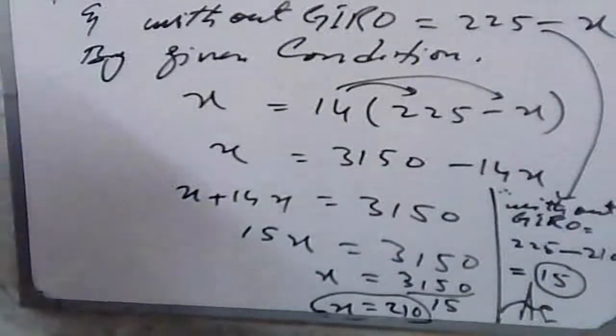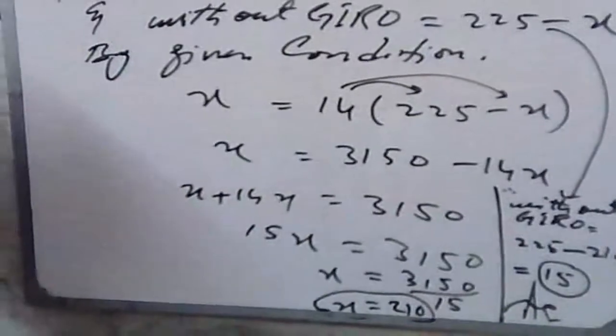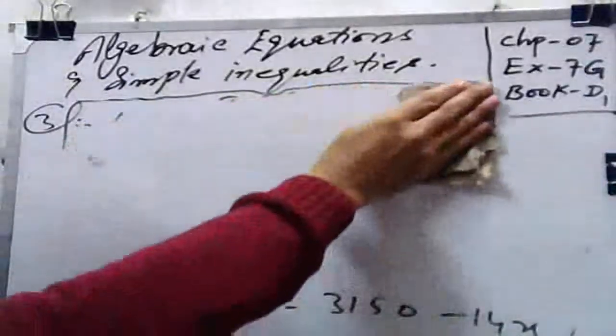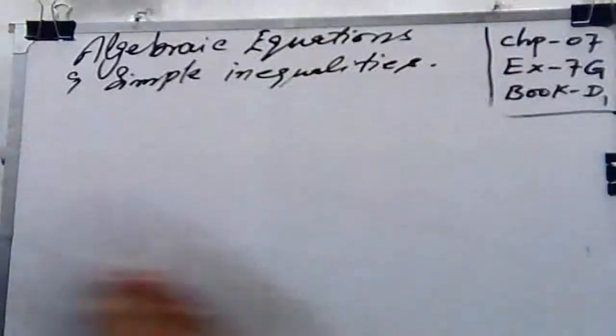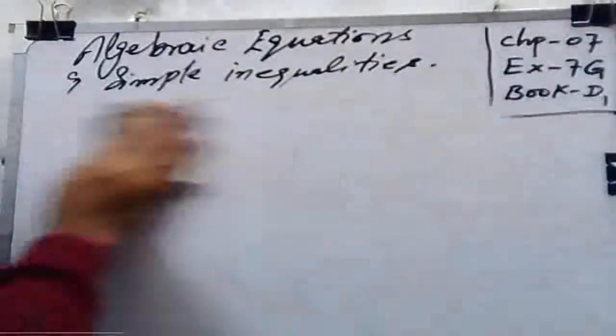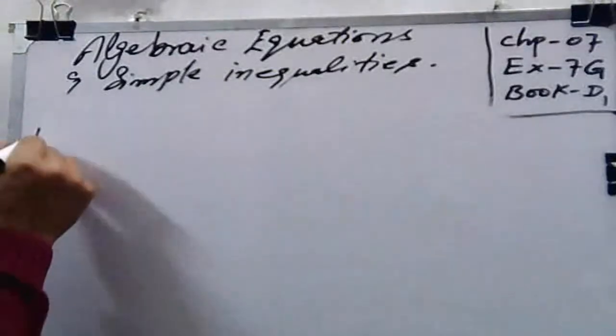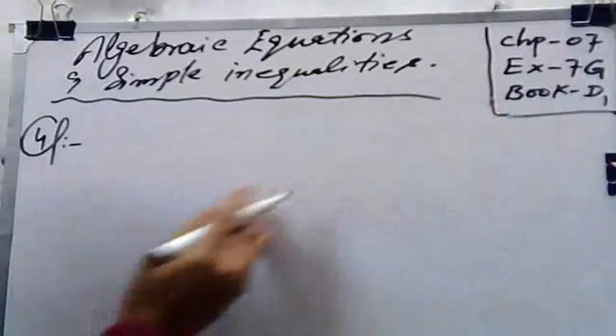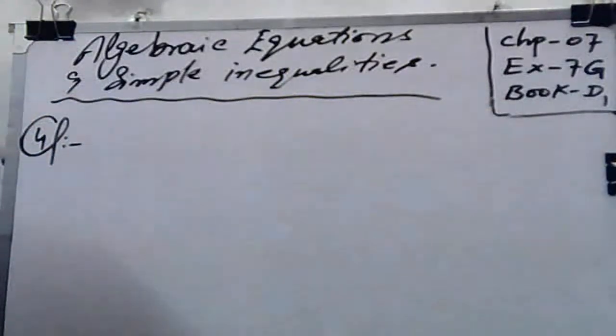Now coming to question number 4. Read the statement once again. Question number 4. $4,800 is divided among 3 brothers A, B, C. A receives 3 times as much as B, and C receives twice as much as B. If B receives $x, form an equation.